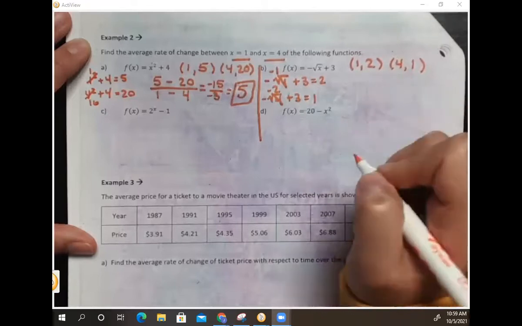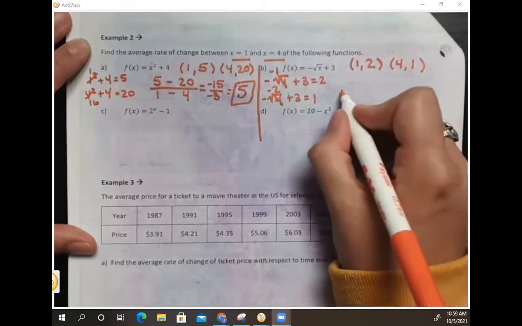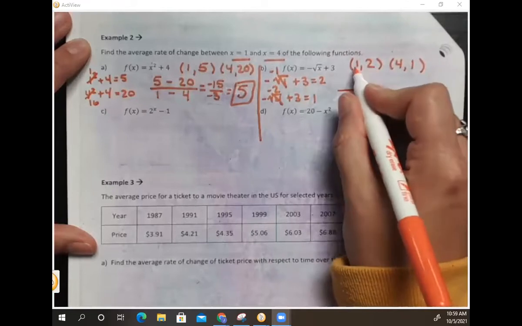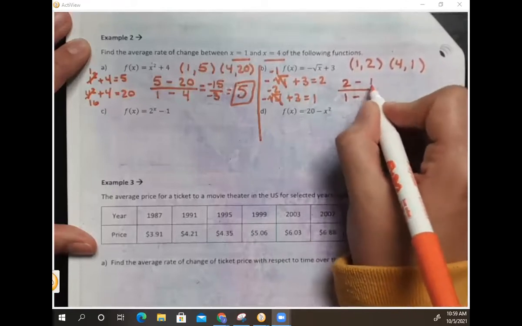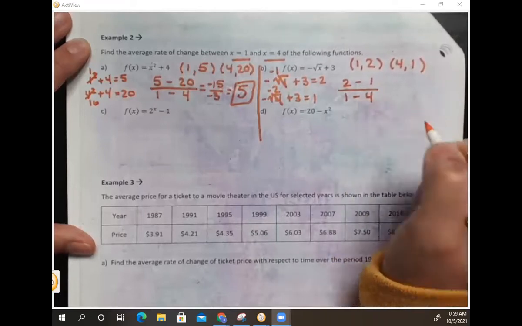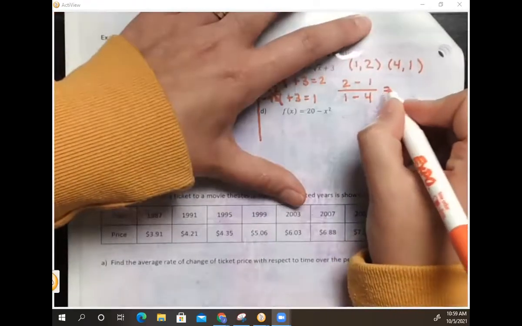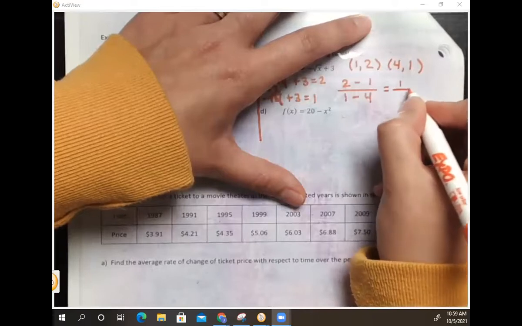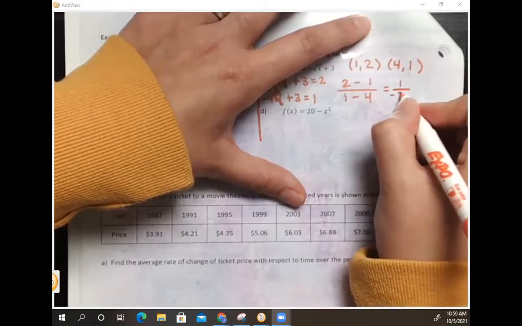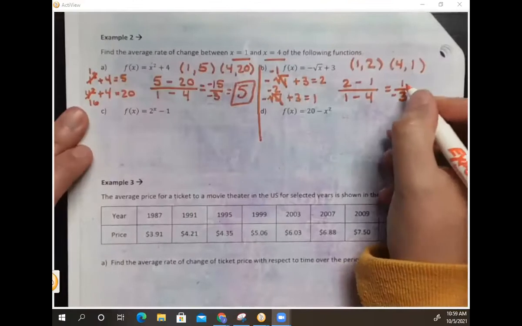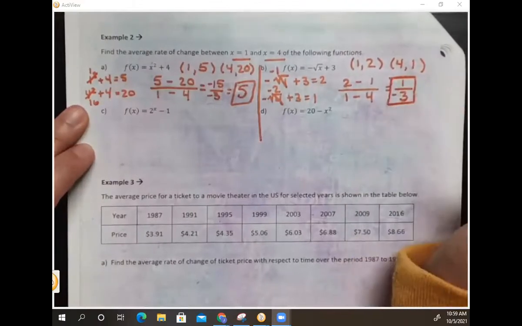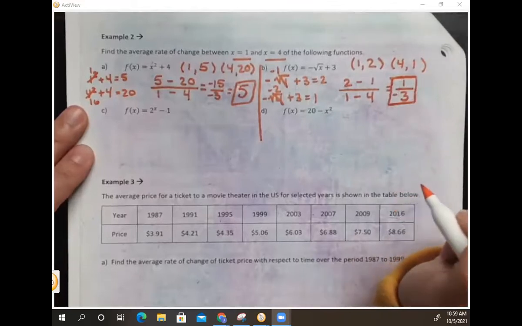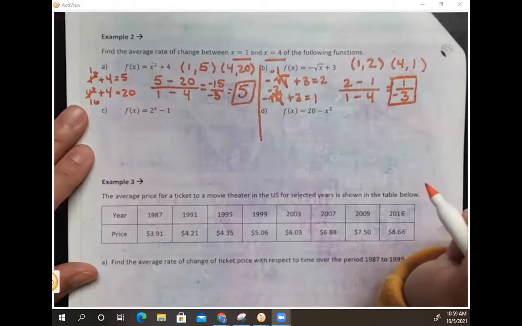Now that I've got my 2 points, find the slope. Remember, y on top, x on bottom. So 2 over 1 minus 1 over 4. On top, 2 minus 1 is 1. On bottom, 1 minus 4 is negative 3. And I can't reduce this anymore, so my slope or my average rate of change would just be negative 1/3. Questions for me so far?